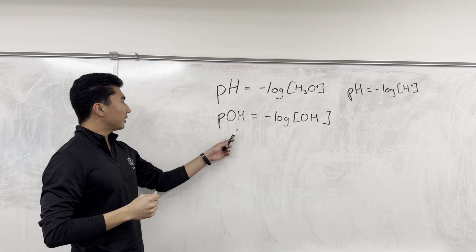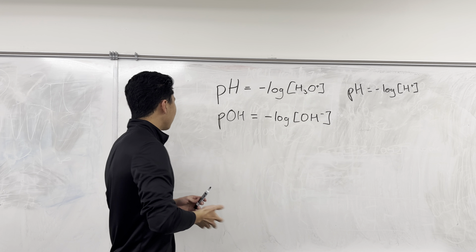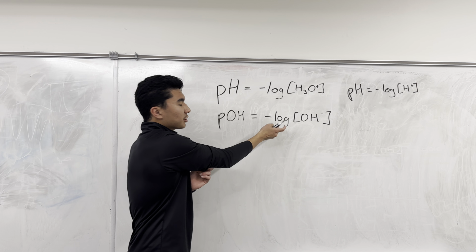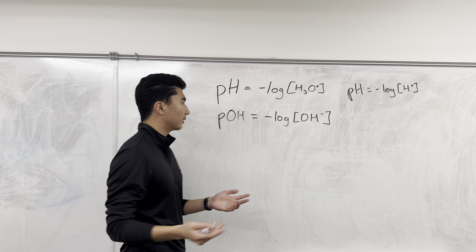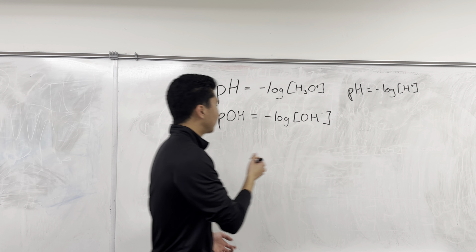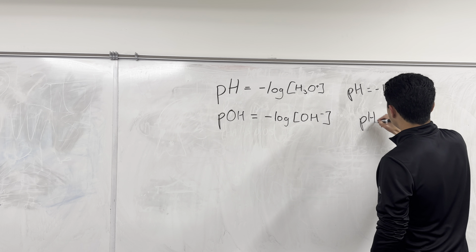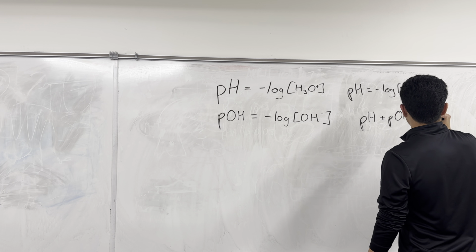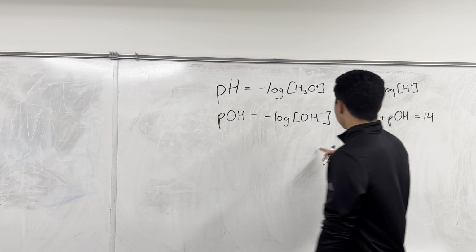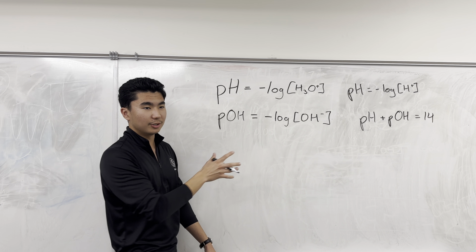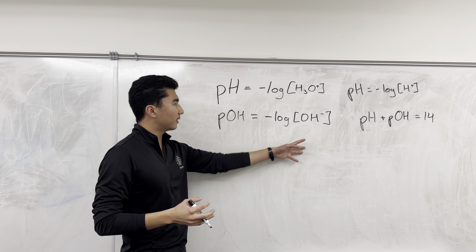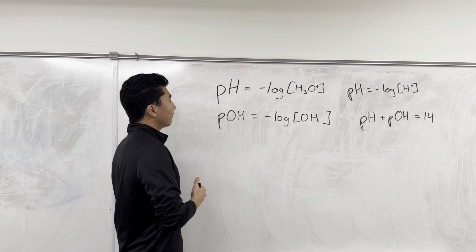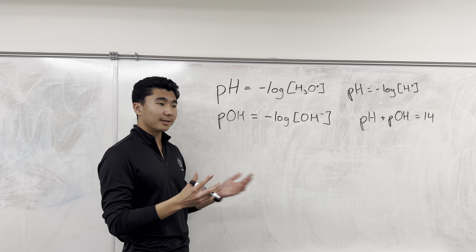So pOH, pH, those are the equations you just have to memorize. And at least you know that to find the pH or the pOH, it's just going to be negative log of whatever concentration you're given. Another equation you have to know is that pH plus pOH equals 14. Those are the main equations you have to memorize in order to solve things like finding the pH given the hydroxide concentration, or finding the pH given the hydronium concentration.